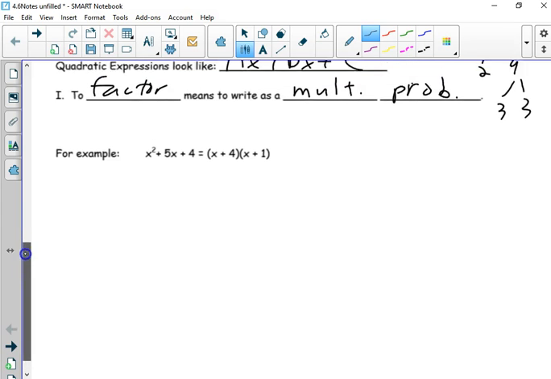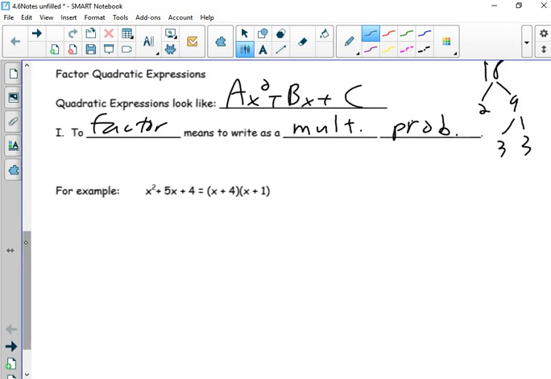So, for example, x squared plus 5x plus 4 breaks down to (x plus 4)(x plus 1). We talked about this before with multiplying binomials. FOIL, right? First, outer, inner, last. So x times x, x squared. The outer and the inner, 4x plus 1x, give us 5x. And 4 times 1 gives us 4.